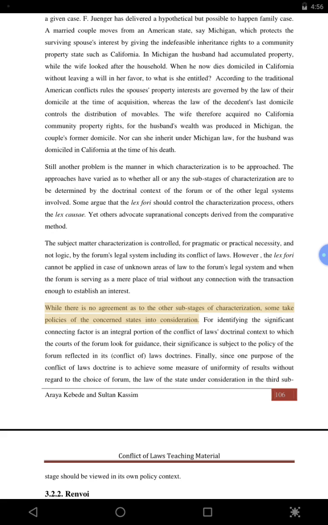While there is no agreement as to the other sub-stages of characterization, some take policies of the concerned states into consideration. For identifying the significant connecting factor is an integral portion of the conflict of laws doctrinal context to which the courts of the forum look for guidance. Their significance is subject to the policy of the forum reflected in its conflict of laws doctrines. Finally, since one purpose of the conflict of laws doctrine is to achieve some measure of uniformity of results without regard to the choice of forum, the law of the state under consideration in the third sub-stage should be viewed in its own policy context.